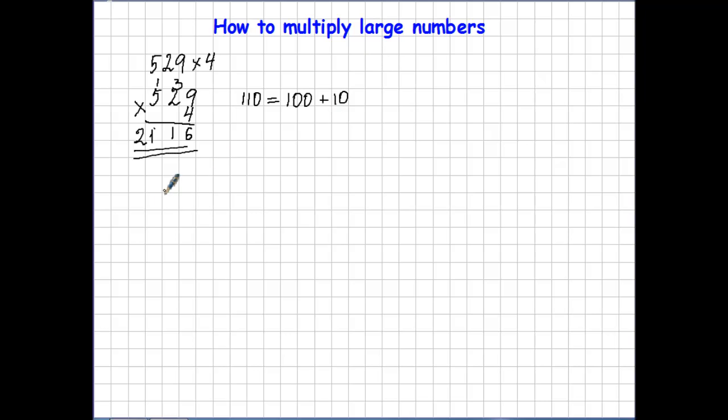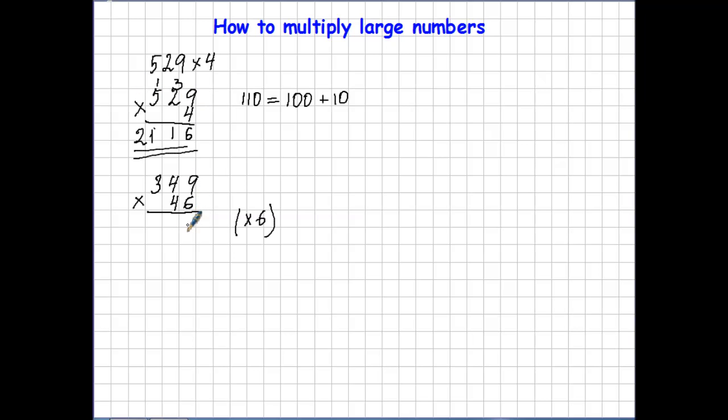Let's multiply even larger numbers. For example, say 349 multiplying by, say, 46. When we multiply by a two-digit number, we'll multiply first by units and then by tens. So multiplying 349 by 6, multiplying by 6 first. Okay, I will write the numbers in the same way as we did before.